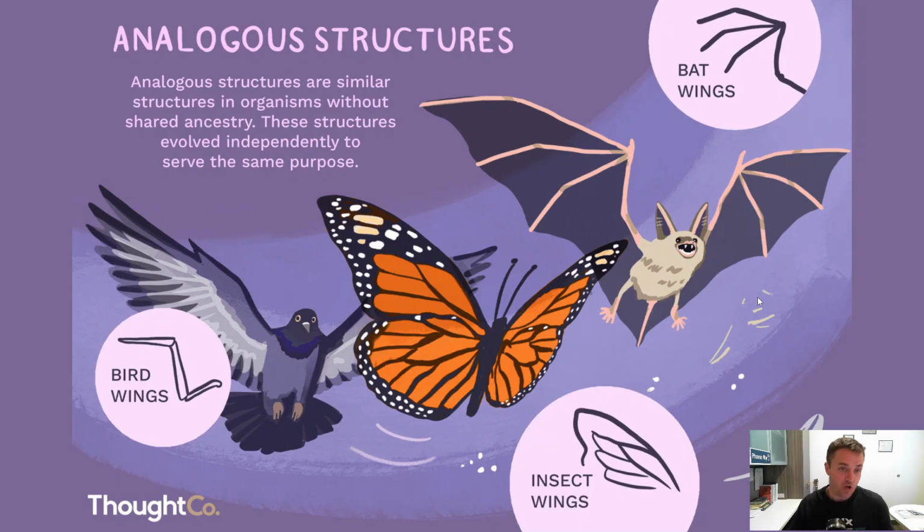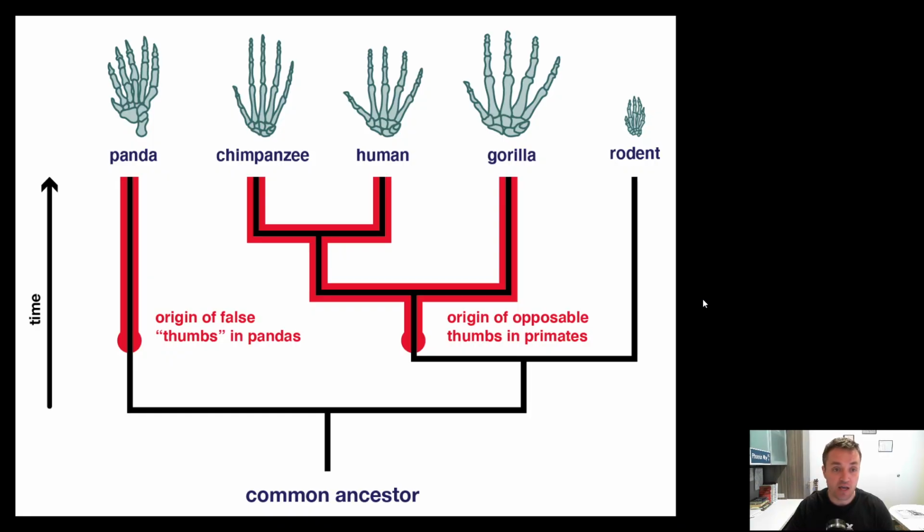The problem is known as analogous structures. There are structures that do exactly the same function, but they came from a different ancestor. These organisms did not inherit their ability to fly from a common ancestor. If we look at a chart here, pandas have an opposable thumb-like structure that they evolved independently from primates, who also evolved opposable thumbs. And rodents don't have opposable thumbs, but they're more closely related to us than pandas. So if we're relying on just structures alone, we could get very confused.